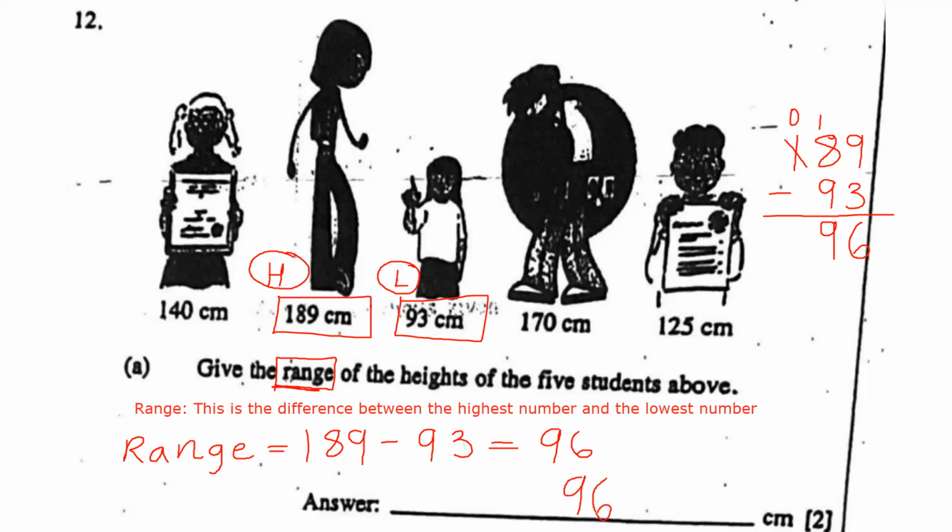How do we get that? We subtract 189 minus 93, and we get 96. That's the range: the difference between the highest value and the lowest value. Okay, that's 12A.